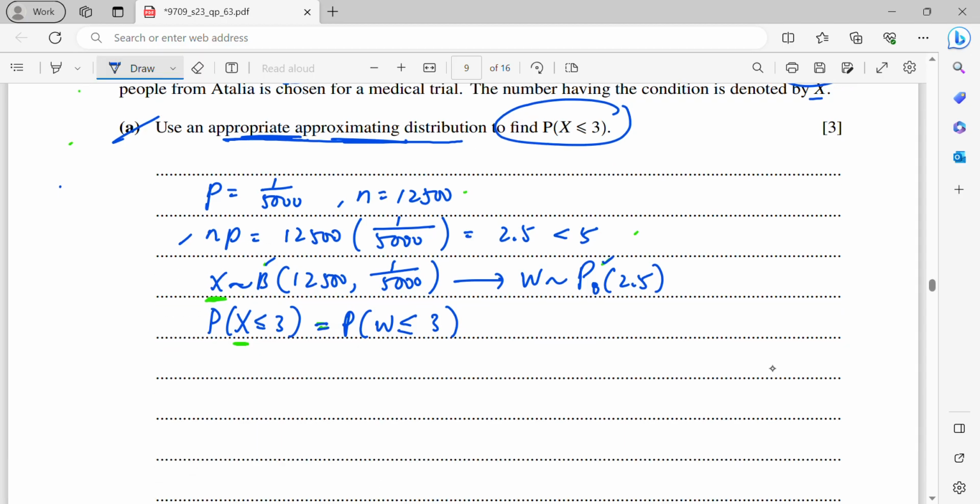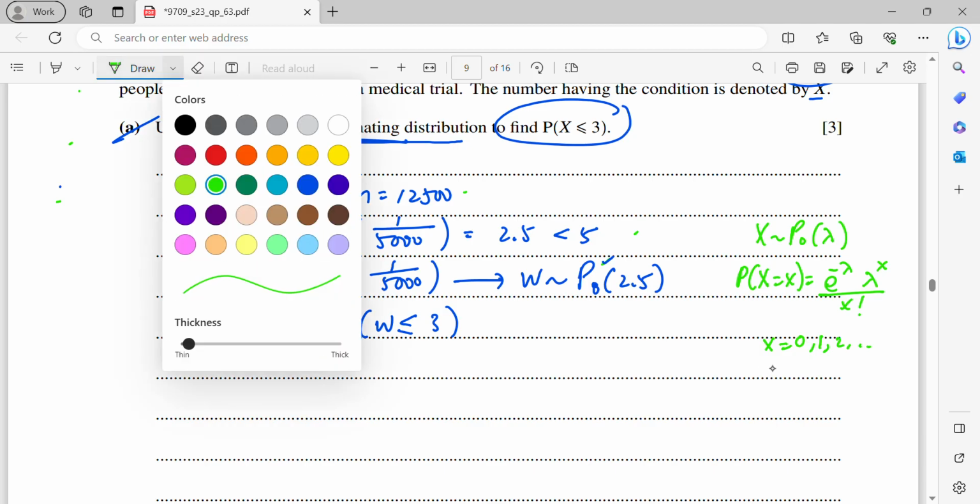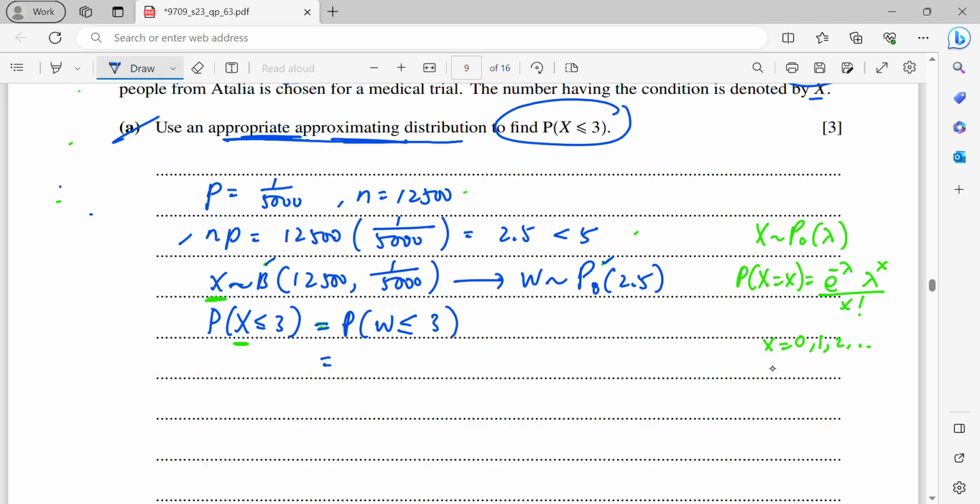Okay? So for P(W ≤ 3), for Poisson, the Poisson formula is basically, let's say X is Po(lambda). Then the probability of X equals x will be e to the minus lambda, lambda to the x, over x factorial. And the x starts from 0 until infinity, meaning from 0 until all positive integers. So due to that reason, P(W ≤ 3) means that your W starts from 0, then you have to consider up to 3. So this will be the total probabilities.